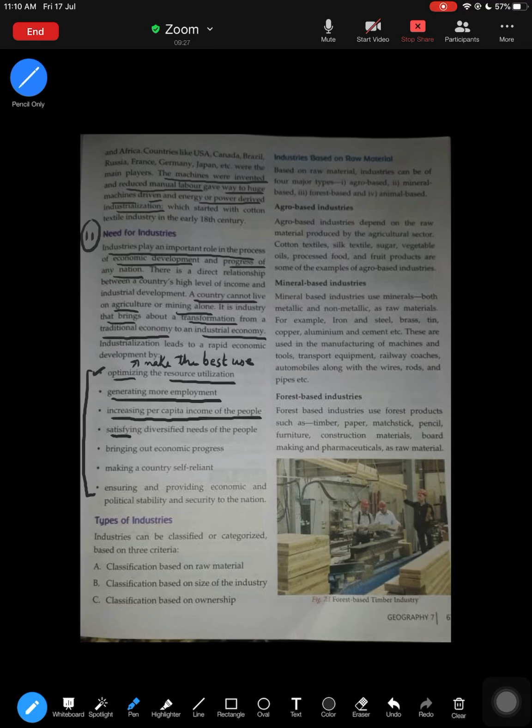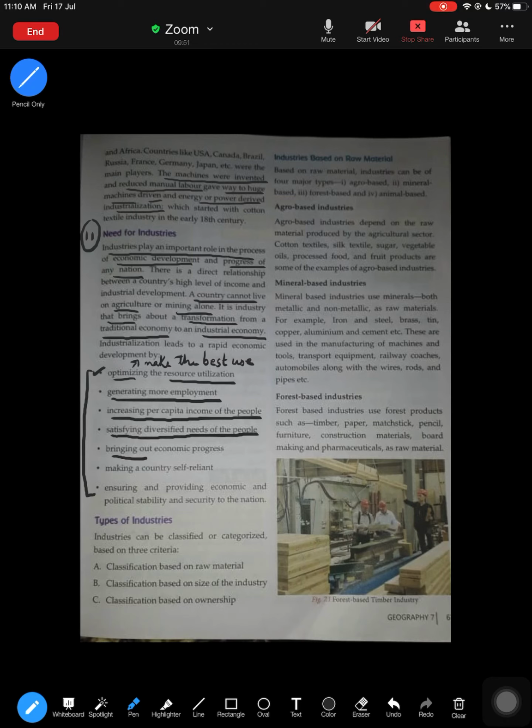Fourth, we need industry because industry helps to satisfy diversified needs of the people. We are humans and we have different needs. We all demand different things. So because we have all different varieties of needs and demands, industries will help us to fulfill all the demand that we need. So that is the fourth reason why we need industry.